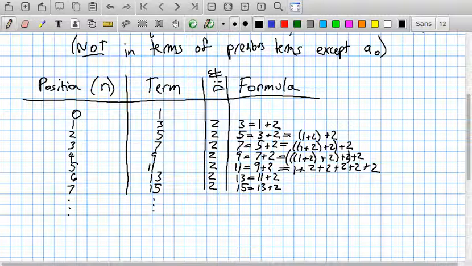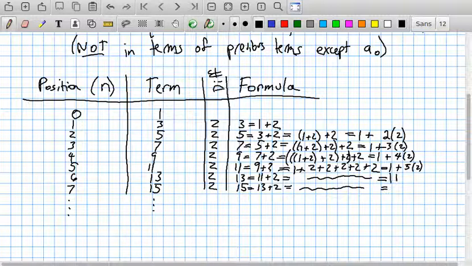Now what I should do is group them. I've got multiplication involved here. So this is 1 plus 2 2's, this is 1 plus 3 2's, this is 1 plus 4 2's, this is 1 plus 5 2's. And now this is a lot easier. It's pretty easy to write this as 1 plus 6 2's, 1 plus 7 2's. So I think we've discovered another way to write this.